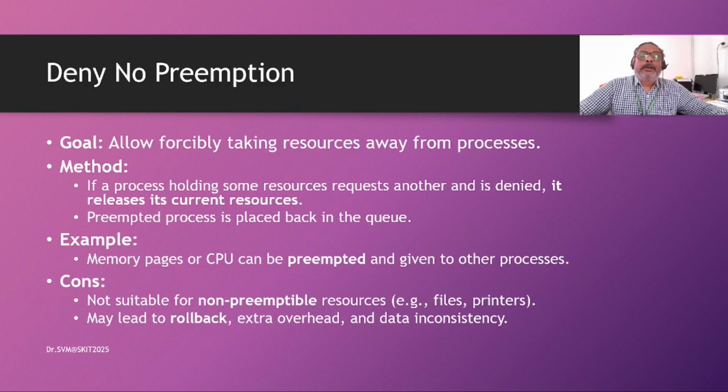The other problem is that it may lead to rollback, extra overhead, and definitely data inconsistency is confirmed. So whenever a process is preempted, it goes back to the queue. When it comes back, whatever was done earlier has to be rolled back and everything restarted. So we have a lot of overhead.